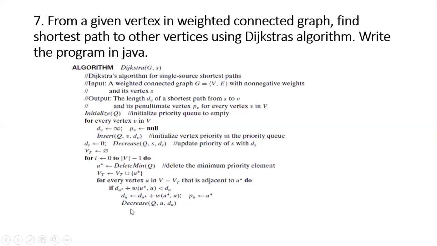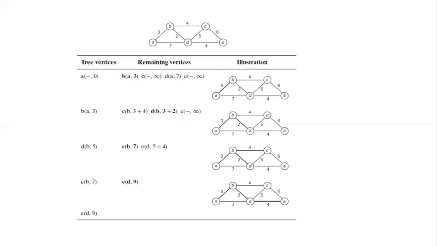This is the condition that we have to check, and then remove the vertices from the priority queue. Okay, so this is the algorithm. Now we will see how to execute the program. So we will now see the execution part.